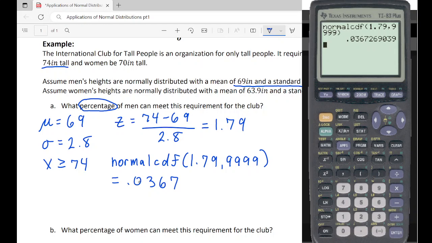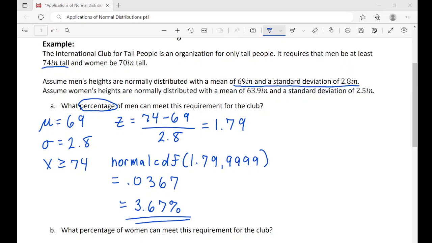Since it wants a percentage, we're going to convert our decimal into a percentage. So we're going to multiply by 100, or just move the decimal place over 2 spots. When we do that, we get 3.67%. So the probability, or the percentage of men who will fit this requirement, is 3.67%.